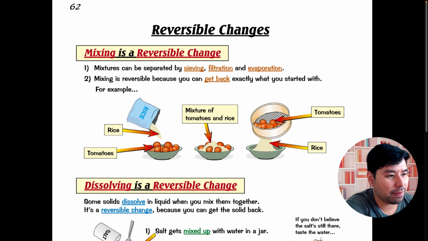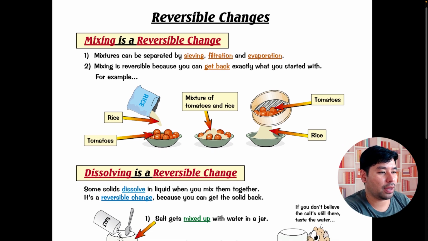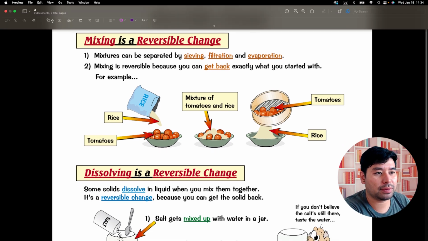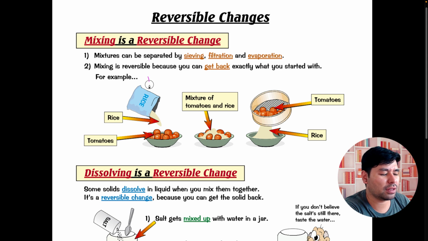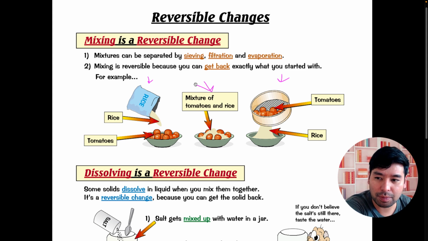Number two, mixing is reversible because you can get back exactly what you started with. For example, let's see why we say that this is reversible. We have some examples here, right? We have these pictures, and if you analyze it, let me see. This is rice, a rice bag, and we have some tomatoes mixed with rice. So this is an example, of course, right?